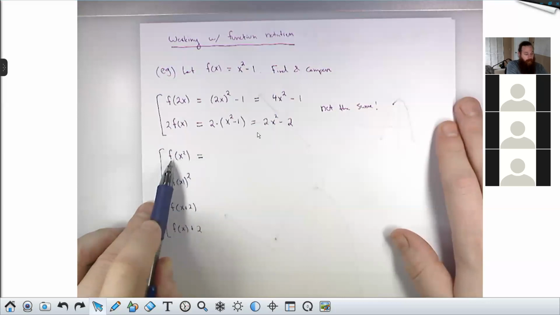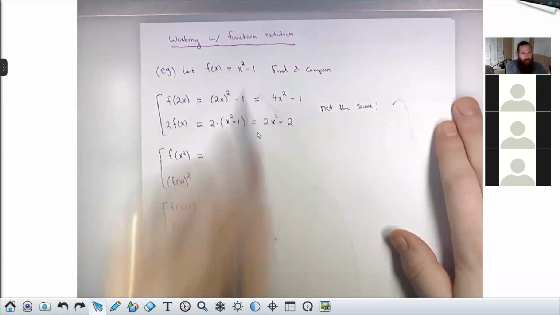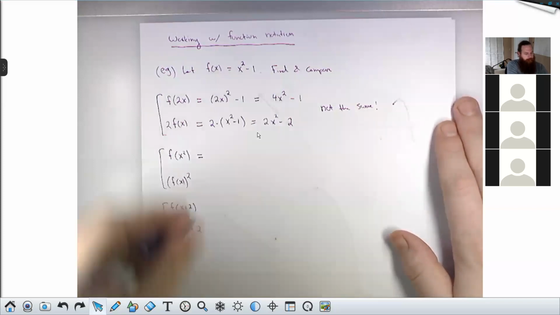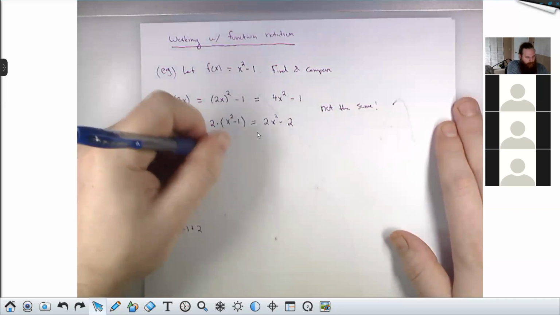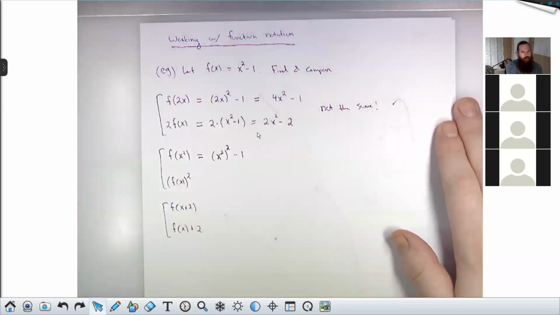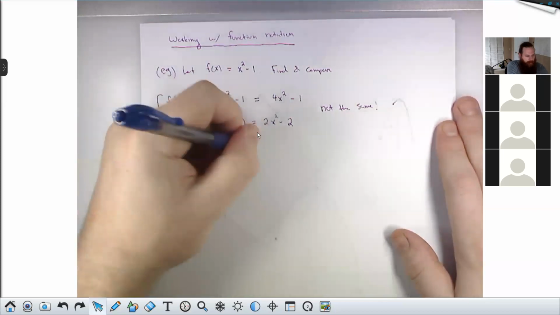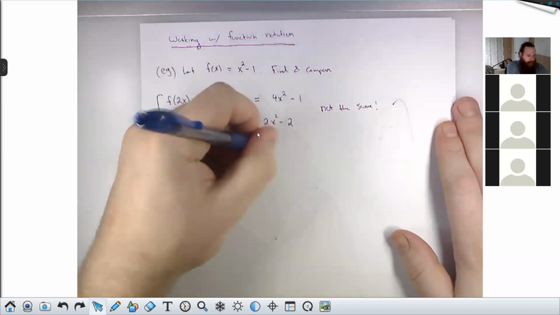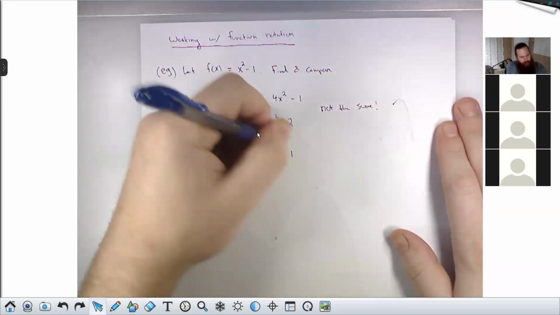If I want to find f of x squared, that means I come back here and everywhere there's an x, I'm going to plug in x squared instead. So this should be x squared squared minus 1. And according to our rules for exponents, x squared squared, that's the same as x raised to the power of 2 times 2, or x to the 4 minus 1.